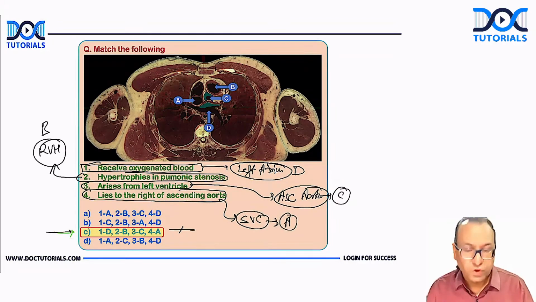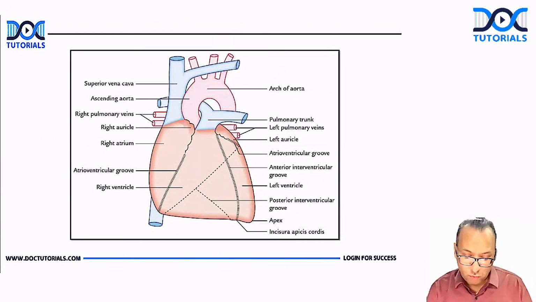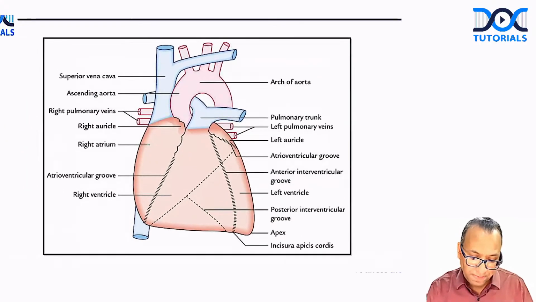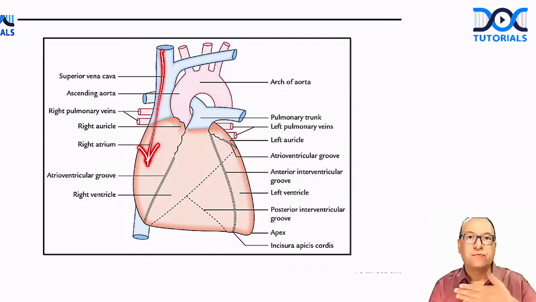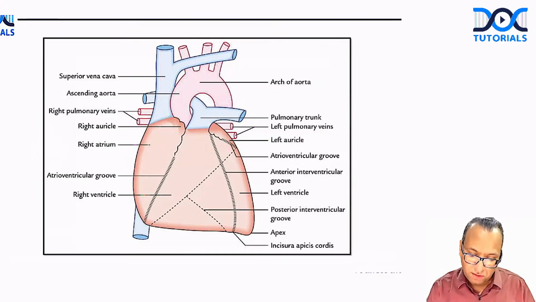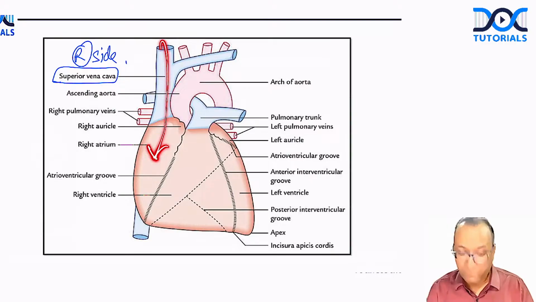But let me show you, you keep your answer as choice number C. But let me show you one thing here. You have to remember this relation also in the heart. What relation? You should remember superior vena cava entering right atrium is to the right side. If you look from the front view, the superior vena cava, let me mark also, is to the right side, as you look at the superior vena cava entering the right atrium.